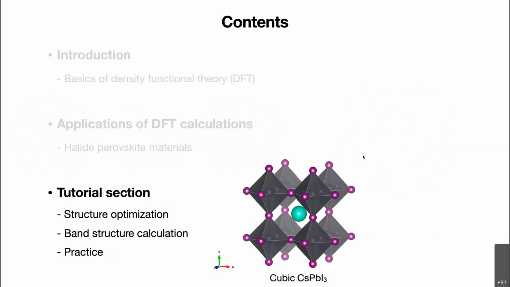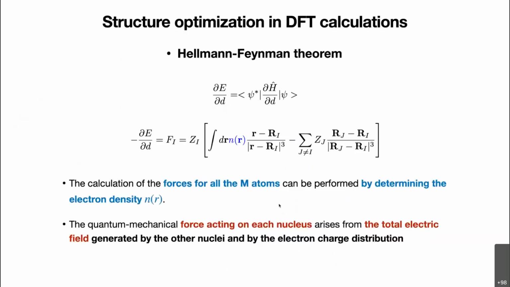But before doing some practice, I will briefly explain how we can use our tutorial platform, MaterialScale. Basically, we will look at this halide perovskite material, cesium lead iodide. Firstly, we're going to optimize our structure.